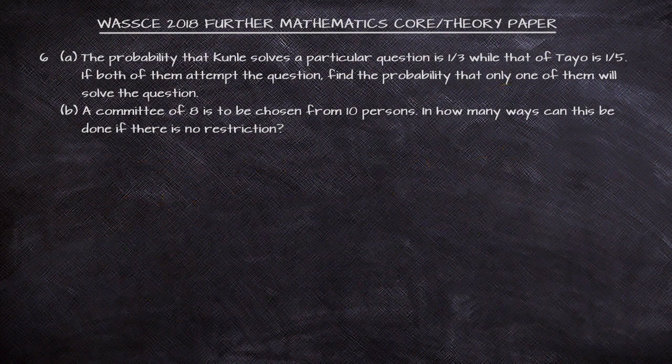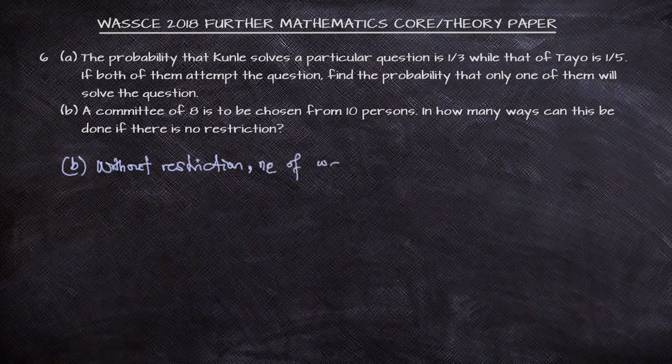A committee of 8 is to be chosen from 10 persons. In how many ways can this be done if there is no restriction? If there is no restriction, we want to pick 8 out of 10. So without restriction, this is a question in permutation and combination. And here it is only a matter of combination. We want to pick 8 out of 10.